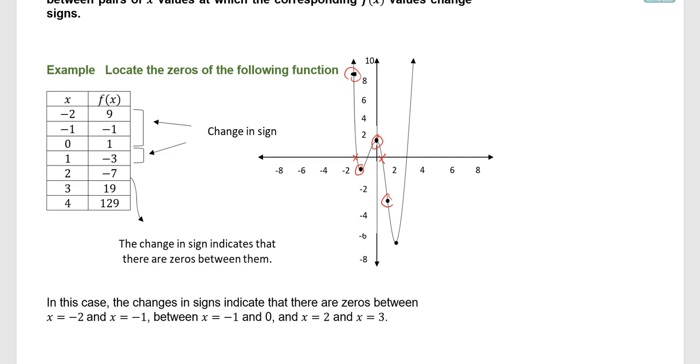And here also, from minus 7 to the next value, 19, it's way up here. Again, somewhere in between there was a cross and a sign change.